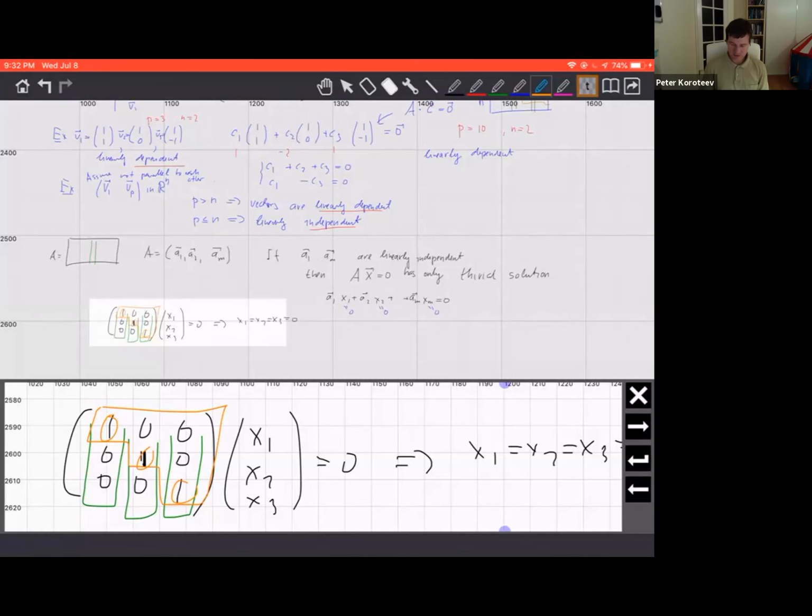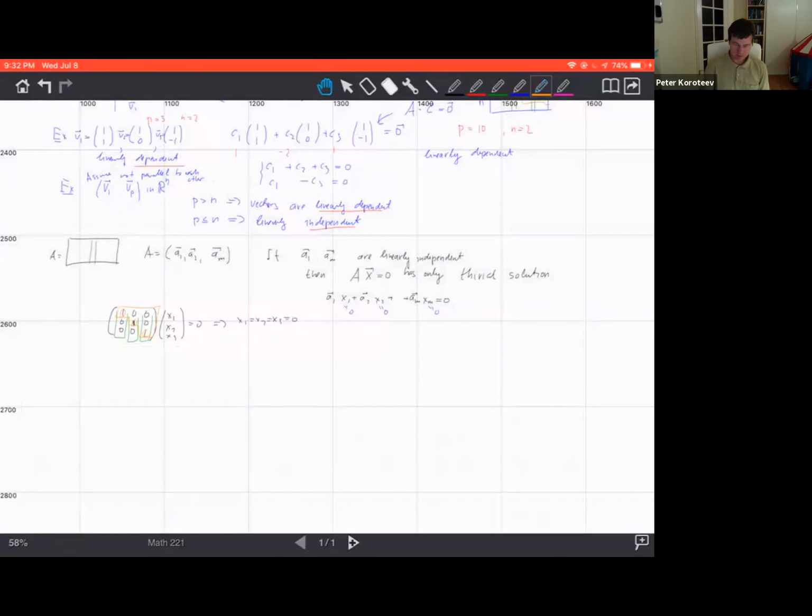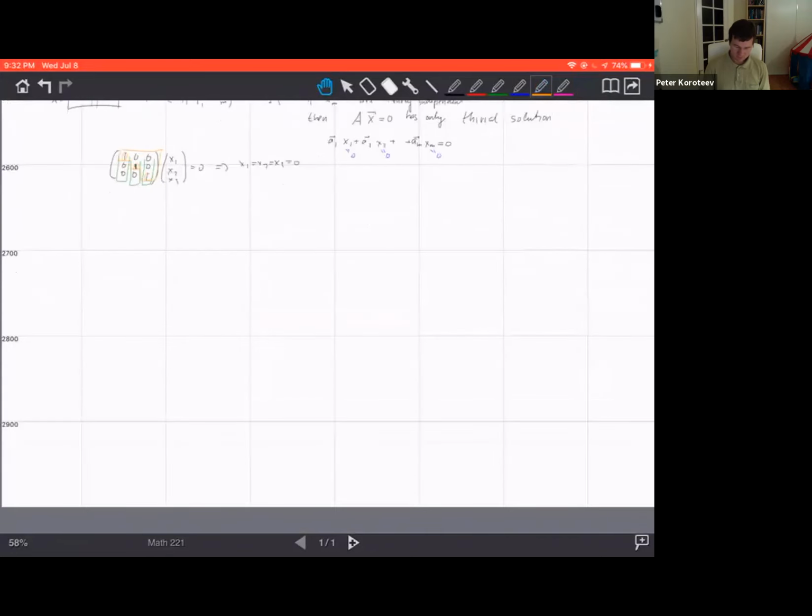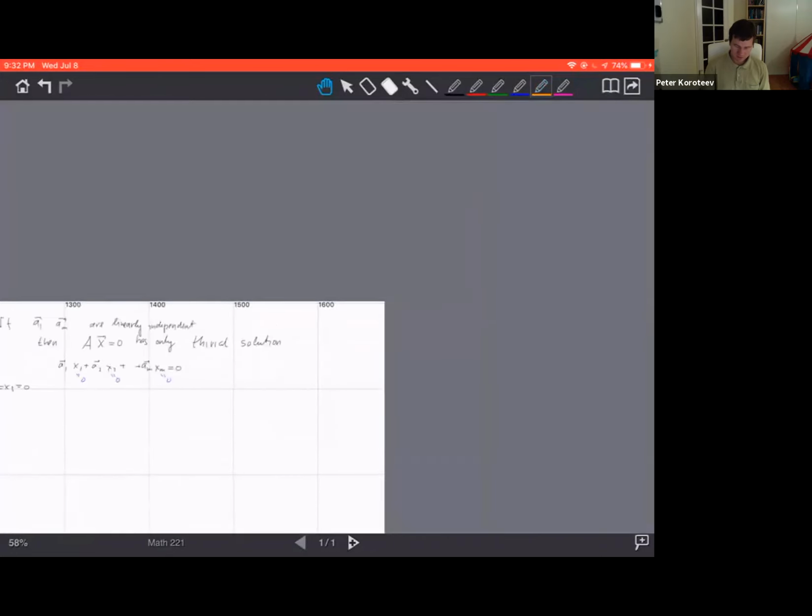Good. Okay, and then the last story for today will be linear transformations. Then we'll go to the top of the page.